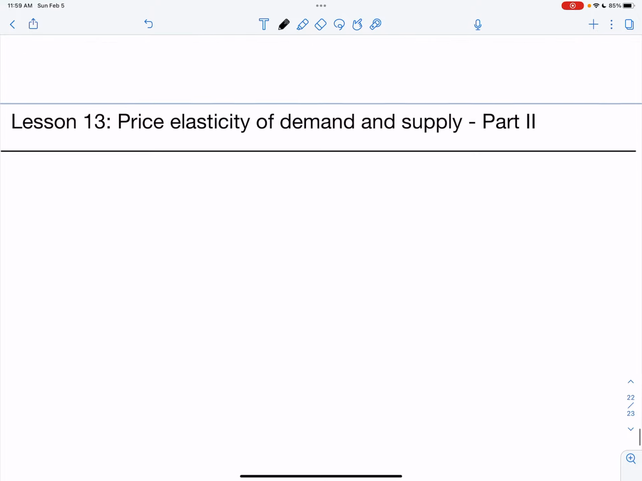So in this video, we're going to continue our explanation of price elasticity of demand and price elasticity of supply. To begin with, we're going to talk a little bit more about the actual economic interpretation of the numerical values that we get when we calculate price elasticity of demand and supply. Okay, so let's just start with our previous example.